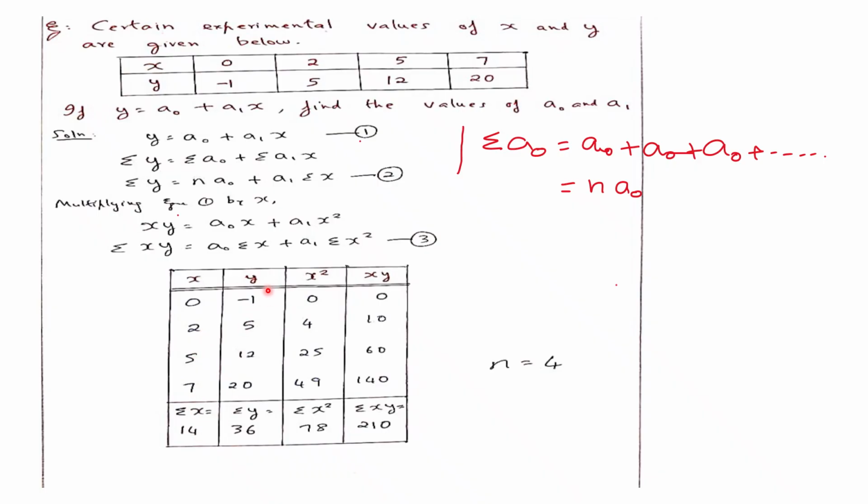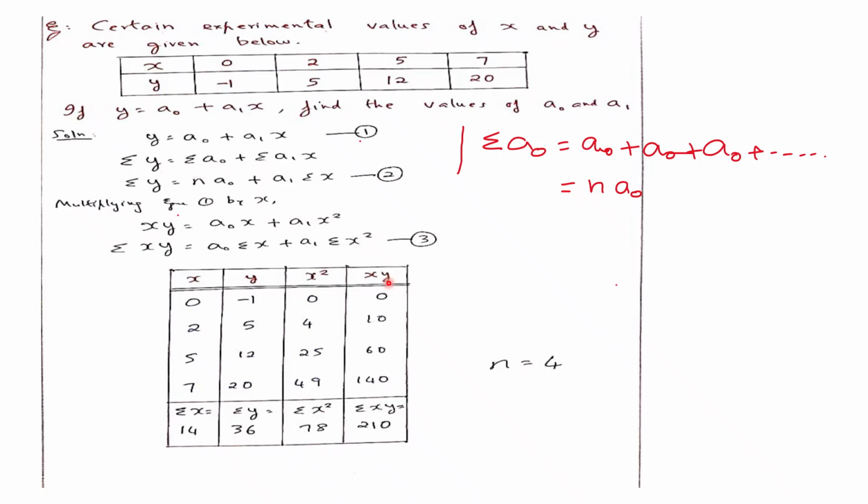Next, sigma y is minus 1 plus 5 plus 12 plus 20. You get sigma y, that is 36. Now you square this x. 0 square is 0, 2 square is 4, 5 square is 25, 7 square is 49. Add all these, 0 plus 4 plus 25 plus 49. That will give you sigma x square, which amounts to 78.